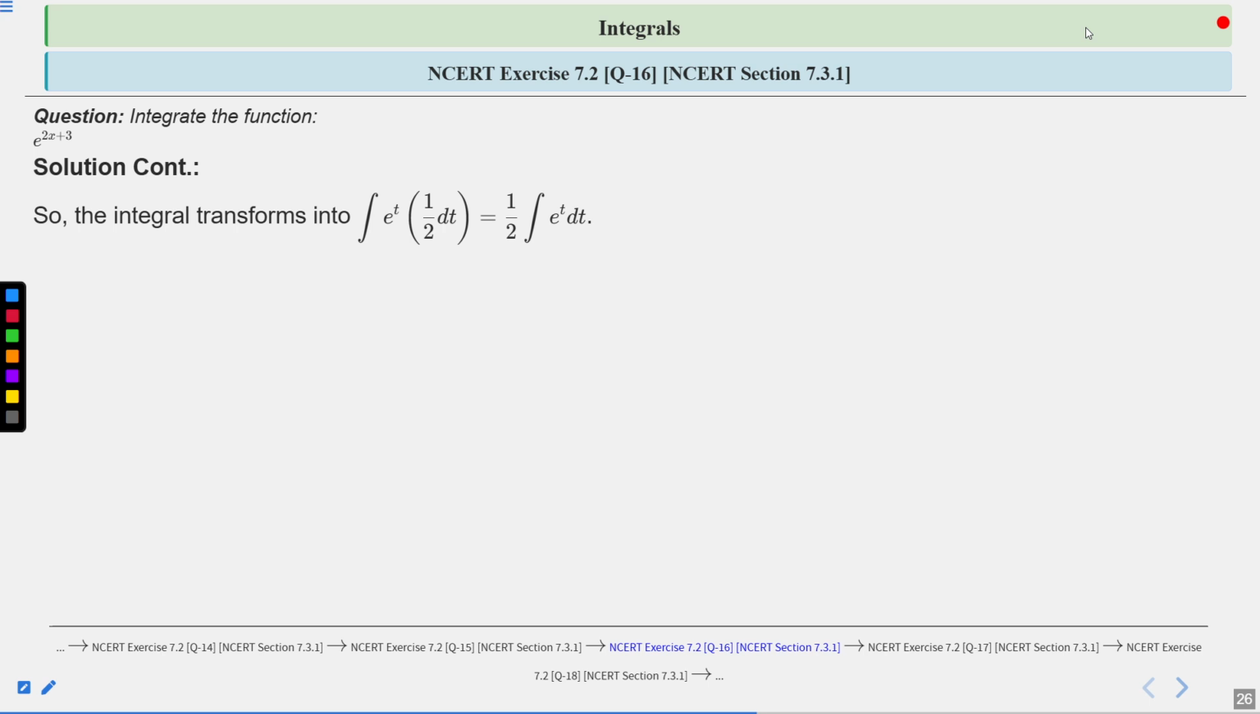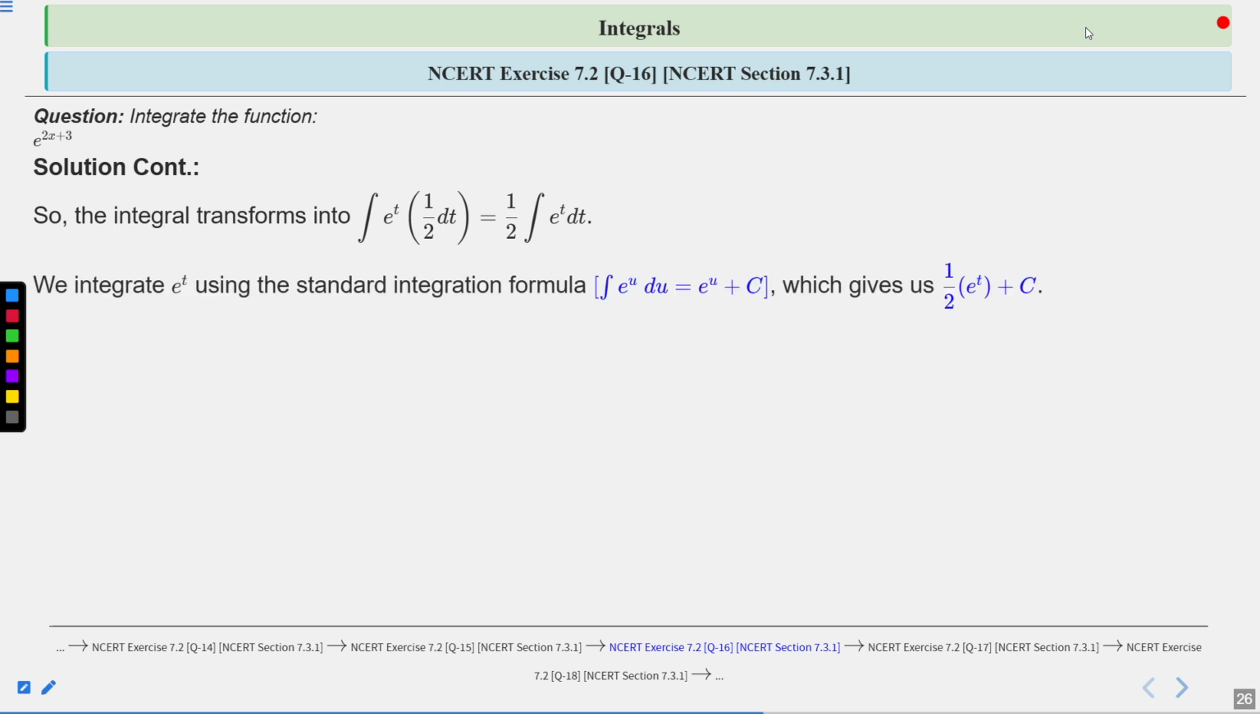So the integral transforms into integration of e to the power t into 1 by 2 dt. 1 by 2 will come out as it is a constant, and integration of e to the power t dt. We integrate e to the power t using the standard integration formula, which is integration of e to the power u du is e to the power u plus c, which gives us 1 by 2 e to the power t plus c, right?